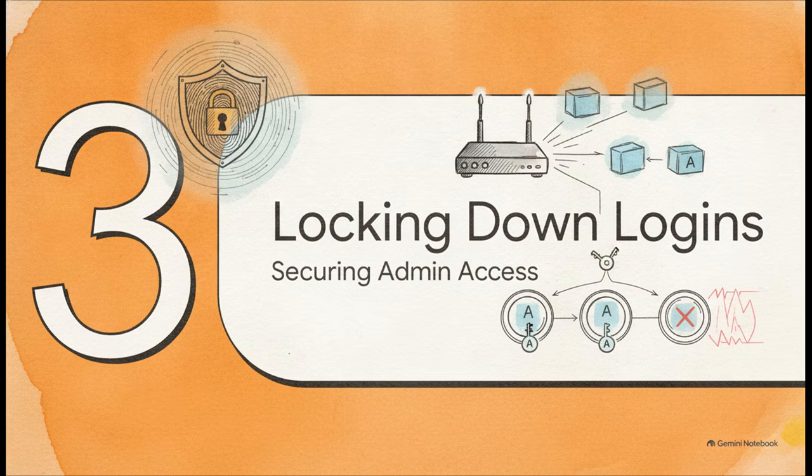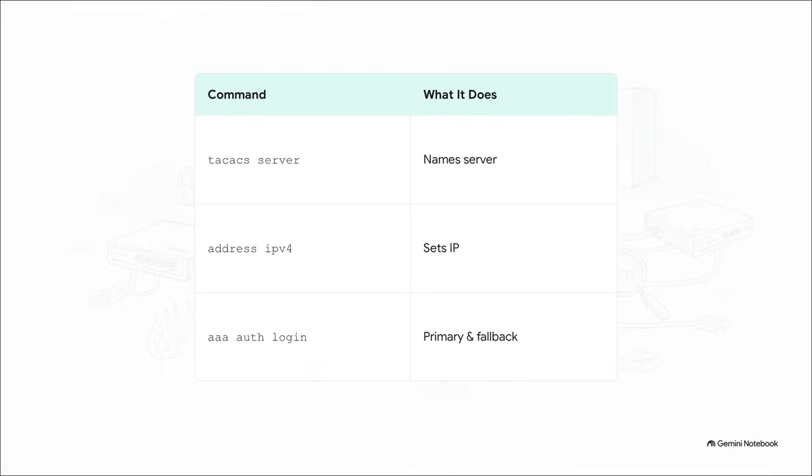Section 3, locking down logins with AAA. Securing administrative access. We have to make sure engineers logging into this new router are properly authenticated. The syntax here is brilliant. First, name your TACACS server and punch in its IP address. But the real magic is that third command. You set TACACS+ as your primary, but you keep the local router accounts as a fallback.